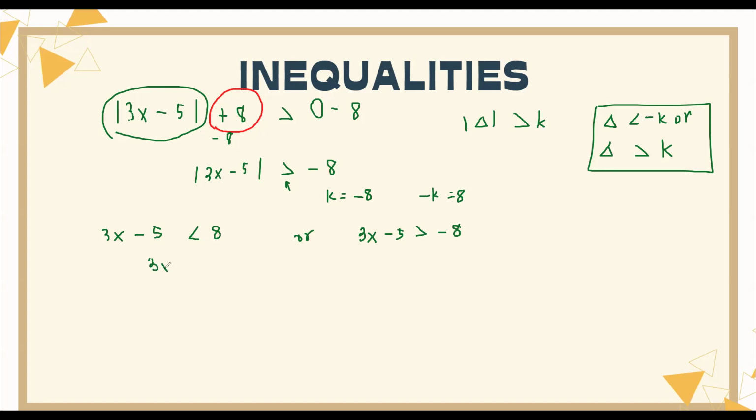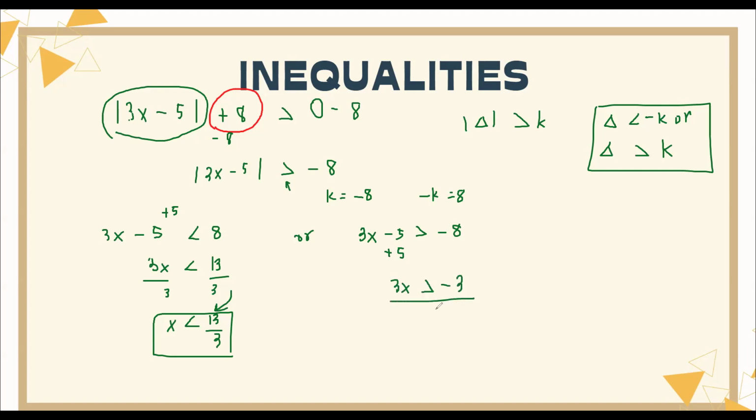We have here 3x is less than, add 5 to both sides, 13. Divide both sides by 3. You get x is less than 13 over 3. This is our first value. This one is not simplifiable anymore. And then for this side, add 5 to both sides. We get 3x is greater than negative 3. Divide both sides by 3. You get x is greater than negative 1. Any questions?